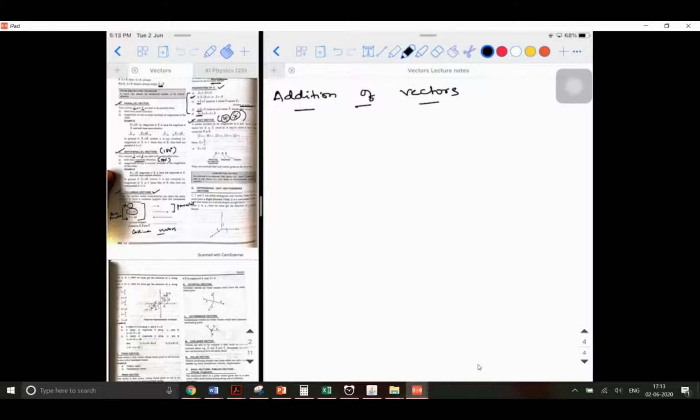See, when I say addition of vectors, have this point in your mind. There are two types of addition. One is the basic addition that you are going to do, and the second is the vector addition, that is called the triangle of vectors. Okay, that is a different concept.